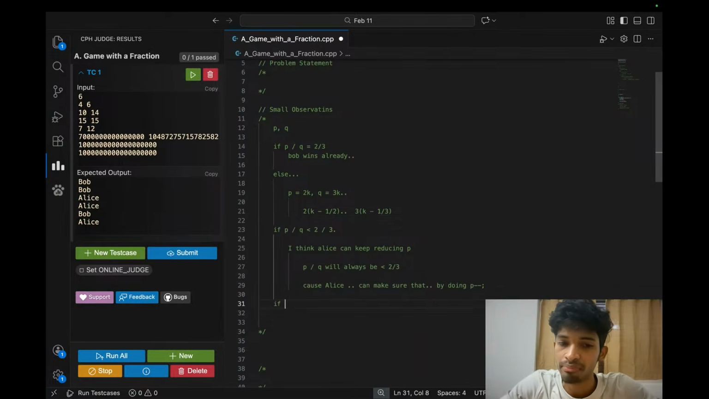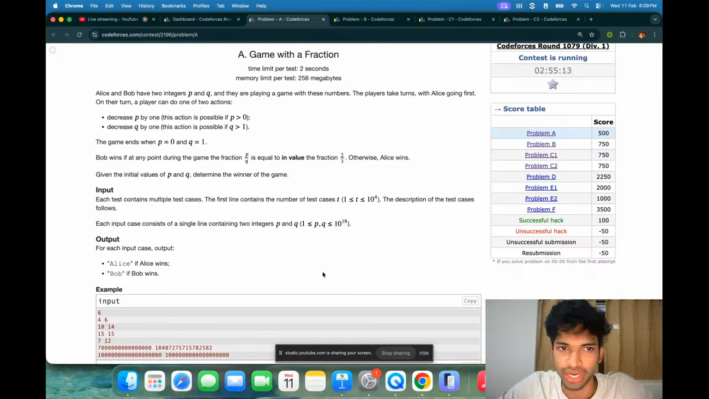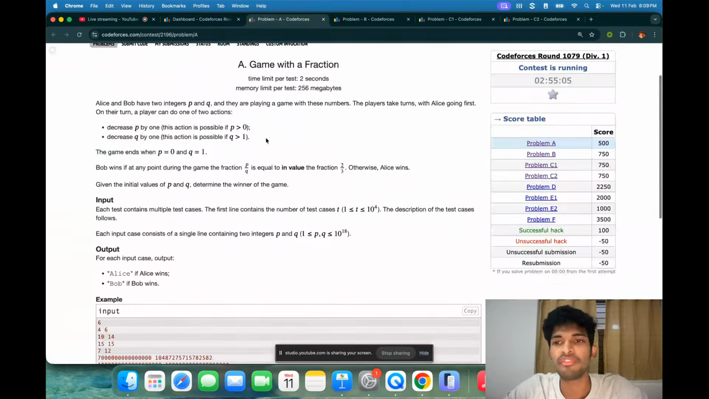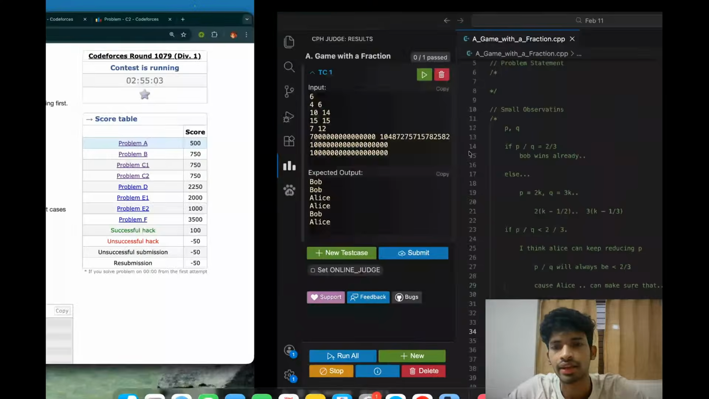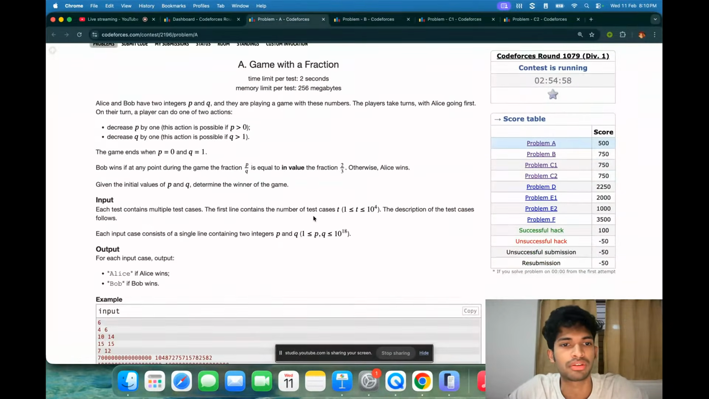Okay, what if P by Q is greater than 2 by 3? What does that mean? P equals 2Q and Q equals... P should be even, right, for sure. It may not be very difficult, yeah. I can take time till 10 minutes, but that's wrong. I can invest my time on B, right? Yeah, I have to be quick.